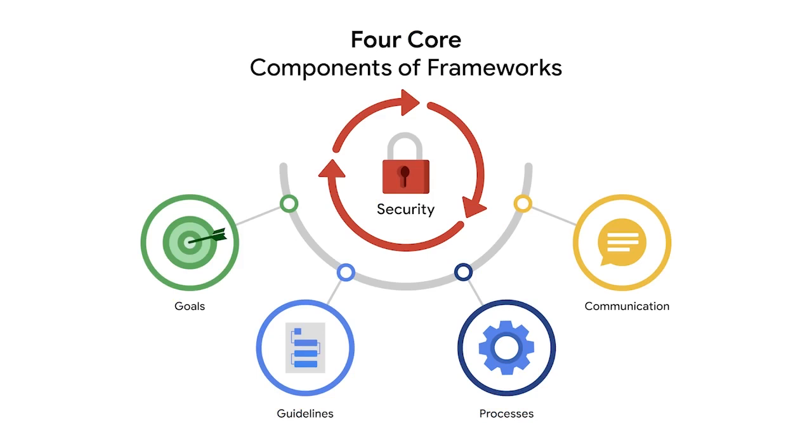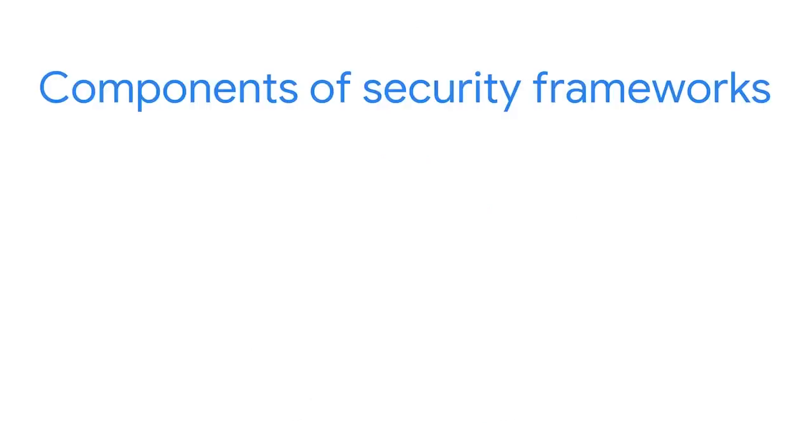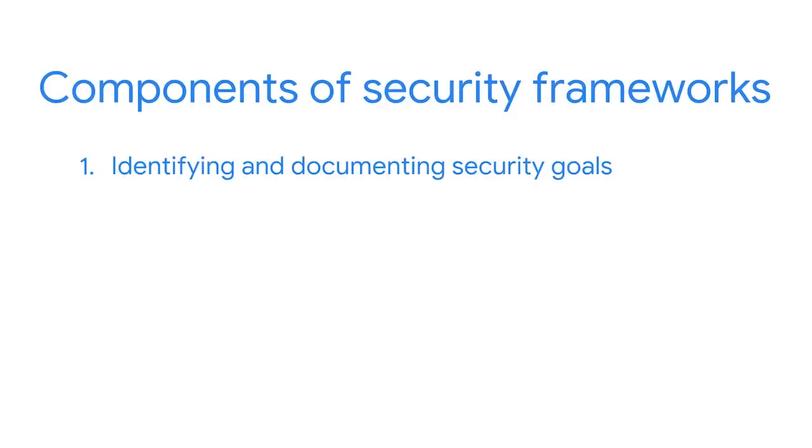Frameworks have 4 core components, and understanding them will allow you to better manage potential risks. The first core component is identifying and documenting security goals. For example, an organization may have a goal to align with the EU's General Data Protection Regulation, also known as GDPR. GDPR is a data protection law established to grant European citizens more control over their personal data. A security analyst may be asked to identify and document areas where an organization is out of compliance with GDPR.